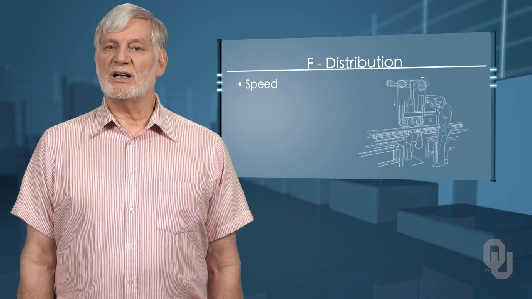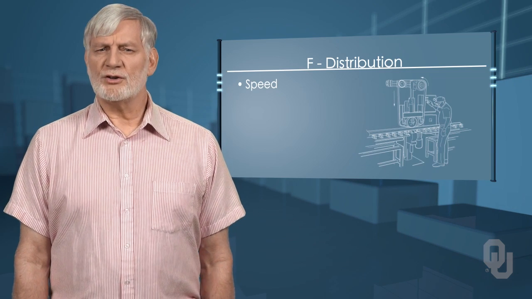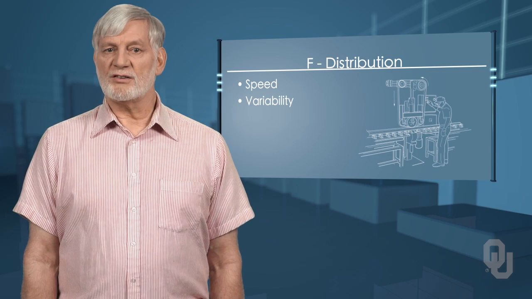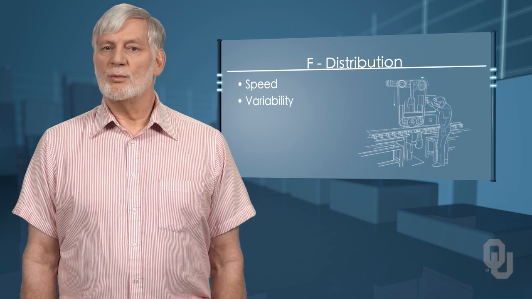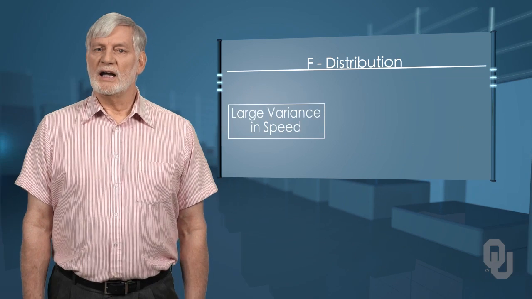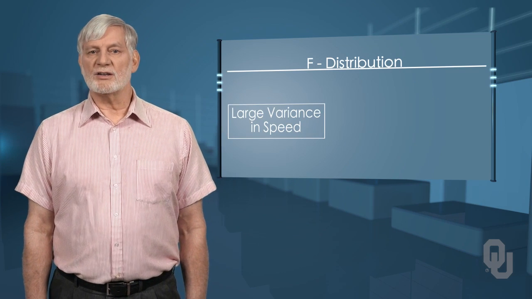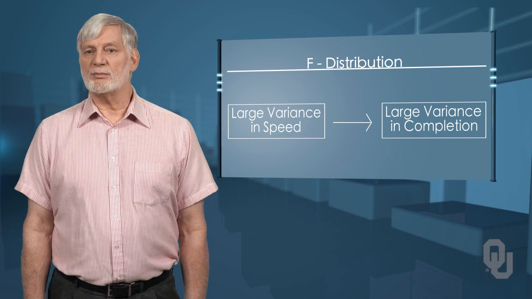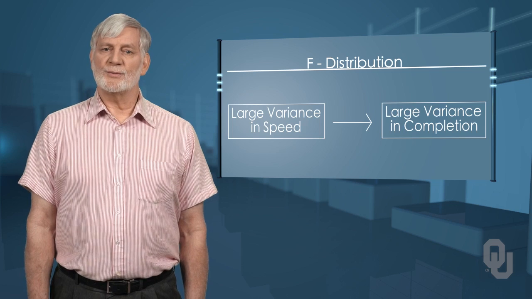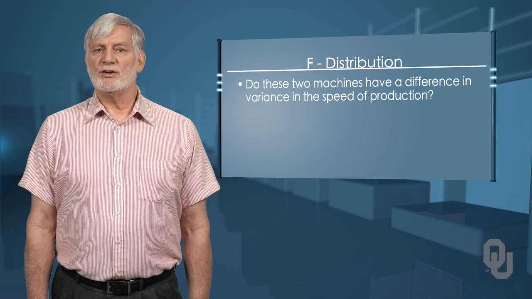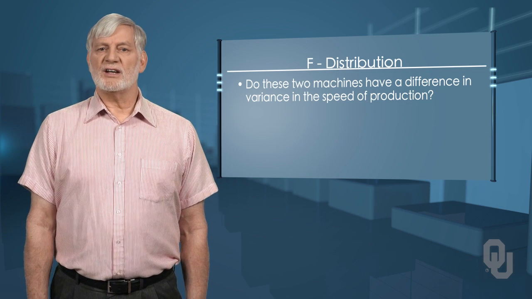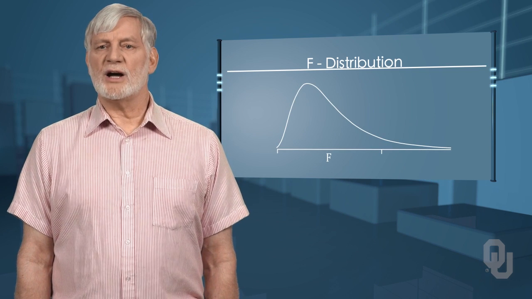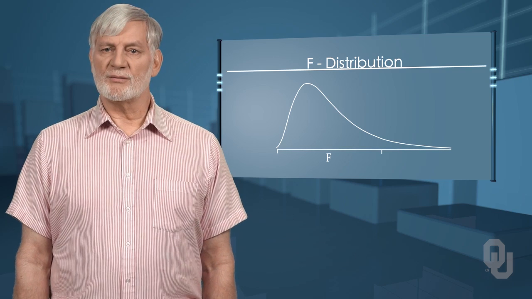While the speed of the machine is important for me, I am concerned with the variability of the production rate. This matters to me because I need to be able to tell my customers when I will get their orders filled. A large variance in speed of production will result in large variance in completion and thus unhappy customers who get their shipments past due. The question is, do these two machines have a difference in variance in the speed of production? To answer this question, we can use the F distribution.